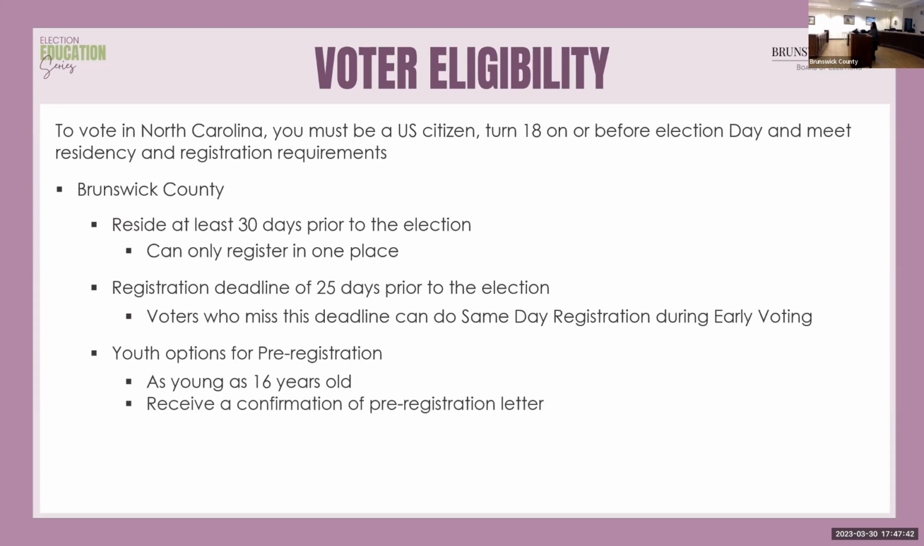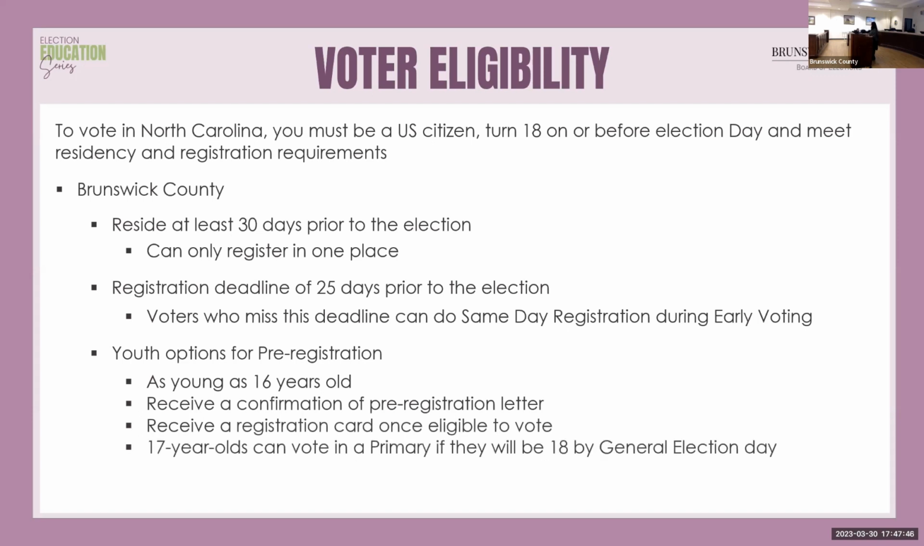When a teen is going to be 18 by Election Day, their application may be processed as early as 60 days prior to the primary associated with that general election. 17-year-olds are eligible to vote in a primary as long as they're going to be 18 by the general election day.